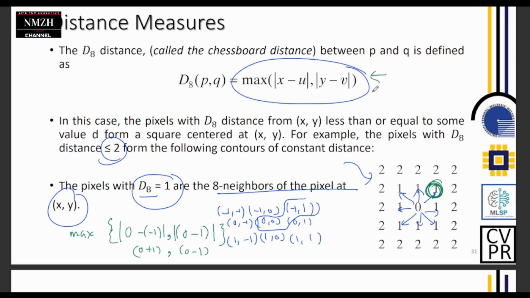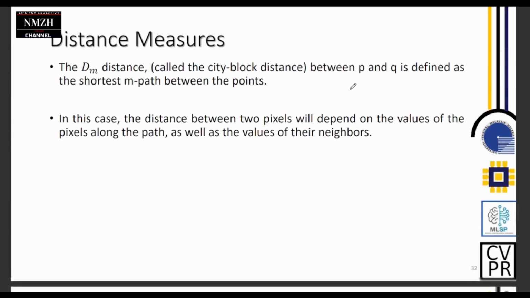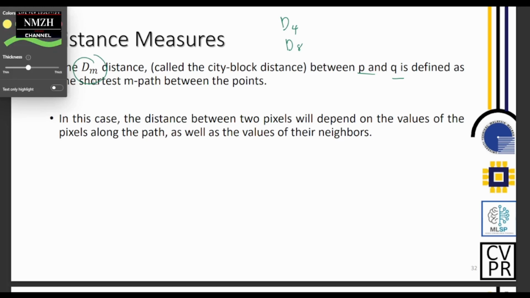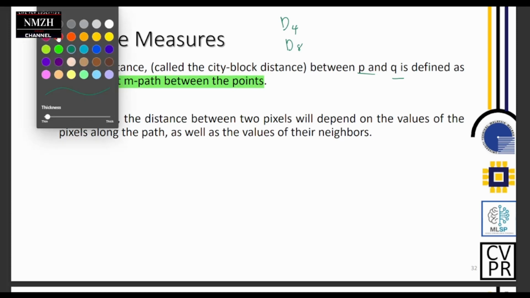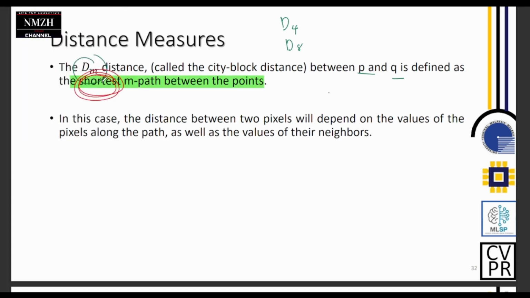I think that would be okay. So, distance measure Dm. For the case of Dm, just now we had D4 and D8. Dm between P and Q is defined as the shortest m-path. The only thing we need to be careful about here is the keyword, guys: the distance between two pixels depends on the value of the pixels along the path, as well as the value of the neighbors.